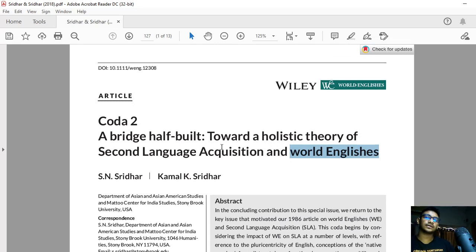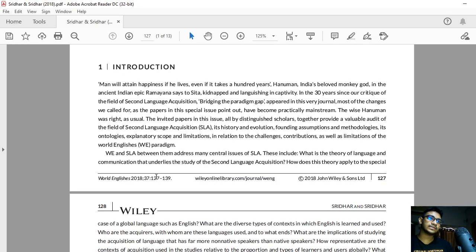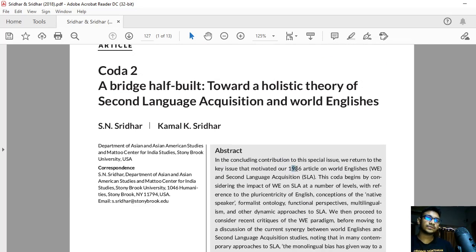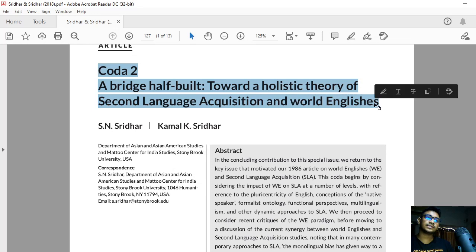It's not complete. And the word coda, I didn't know this, I googled it. So a coda means a supplementary, like an addition. So these two authors, Sridhar and Sridhar, wrote another article about 30 years ago. So it was in 2018. It's written here 2018, and also the PDF, as you can see where my cursor is pointing, was written in 2018. And then 32 years earlier, they had written another article, and they're extending their argument in this article 32 years later.